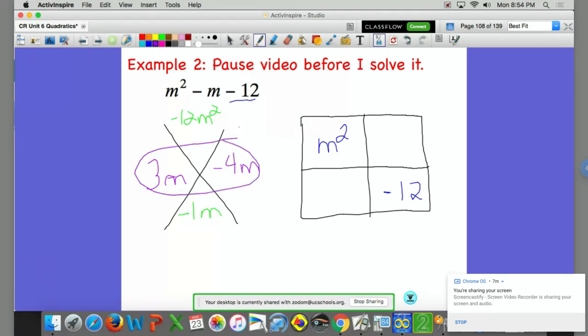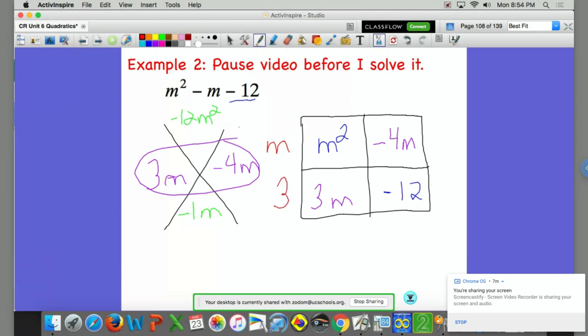So we have 3m, and we have -4m. So now we're going to factor it out. So m squared and -4m, their greatest common factor is an m. Then we have 3m and -12. Will 3 go into 12 evenly? It will. So therefore, we're going to pull out a 3.